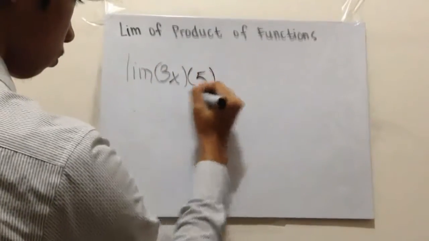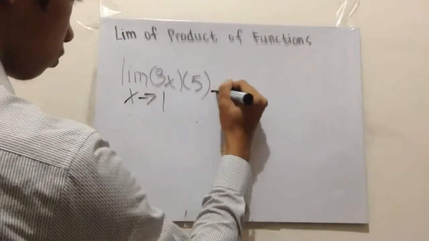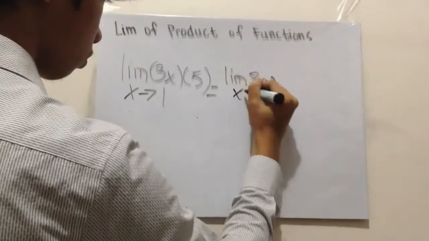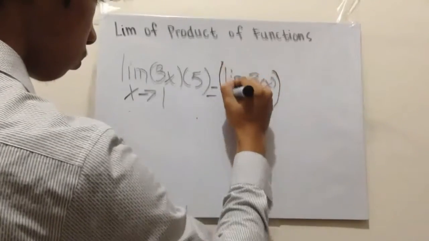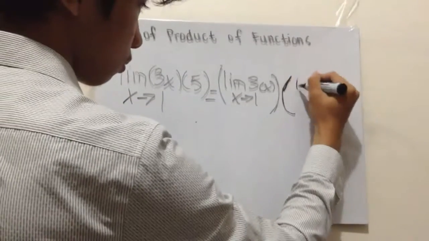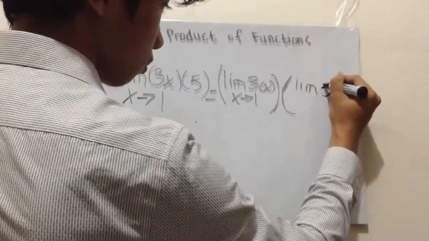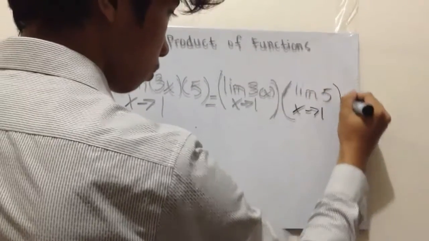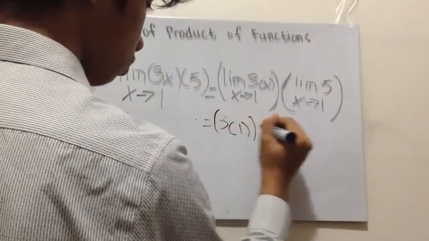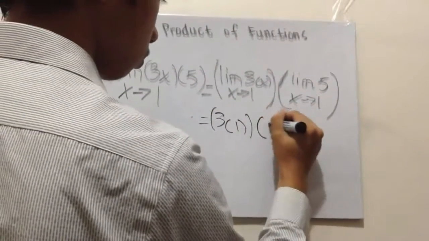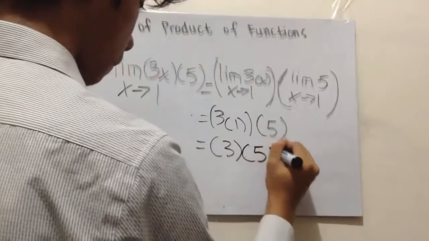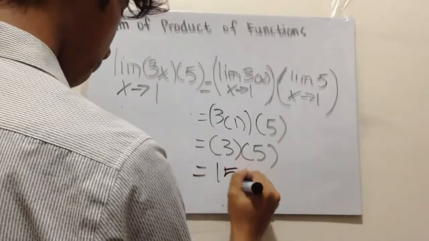We have to find the limit of 3x multiplied by 5 as x approaches 1. Separate the two terms: the limit of 3x as x approaches 1 multiplied by the limit of 5 as x approaches 1. Substitute x with 1: 3 multiplied by 1 times 5. Now 3 times 5, and the answer is 15.